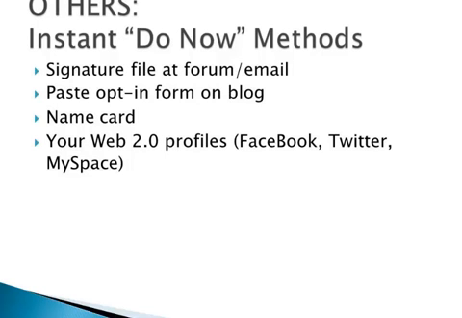Others. Instant do-now methods. Signature file at forum or email. Paste opt-in form on blog. Name card. Your Web 2.0 profiles like Facebook, Twitter, and MySpace. We have already run through quite a number of traffic generation methods with you by now, and hopefully you've benefited a lot from this. It is quite easy to perform, and you can pull off most of these methods right away. Stick to 1 or 2 methods first, and then you can start increasing from then on.